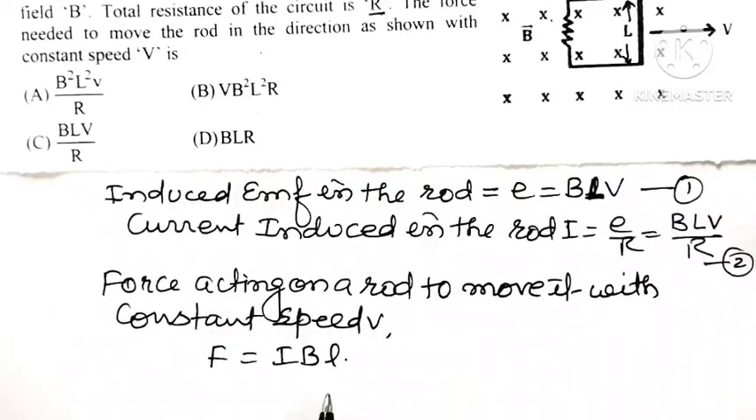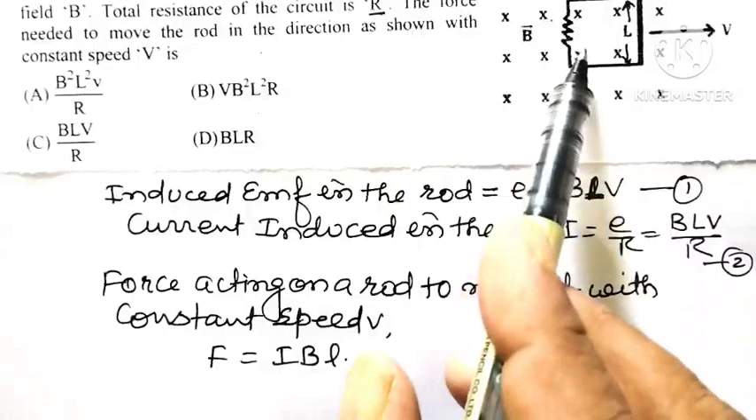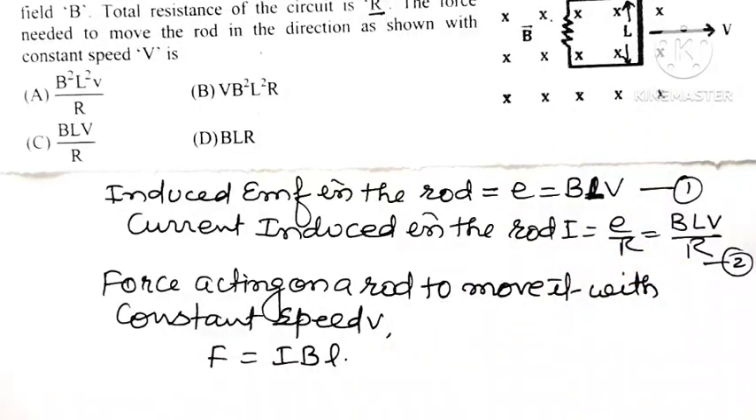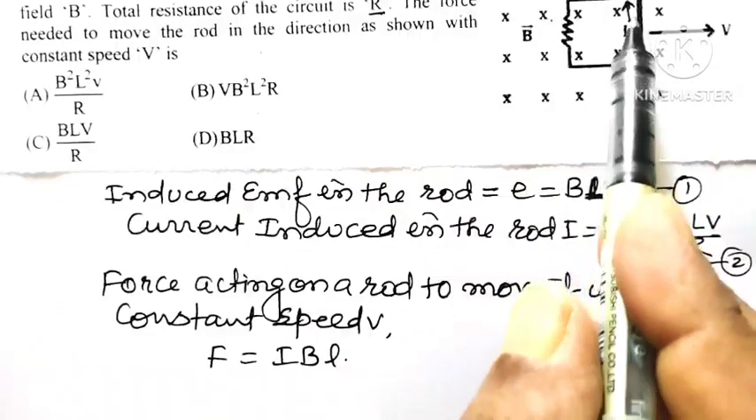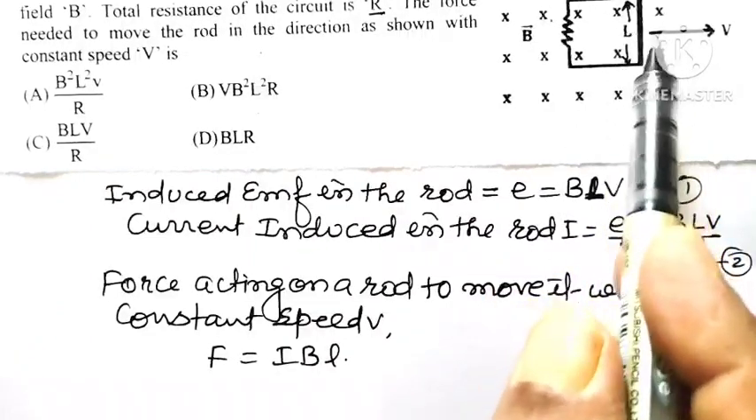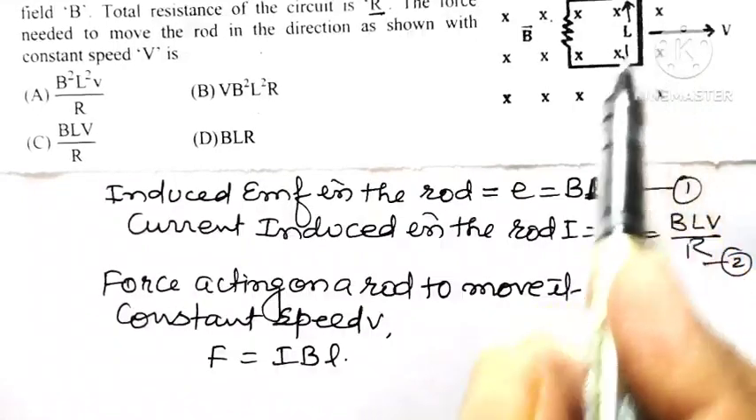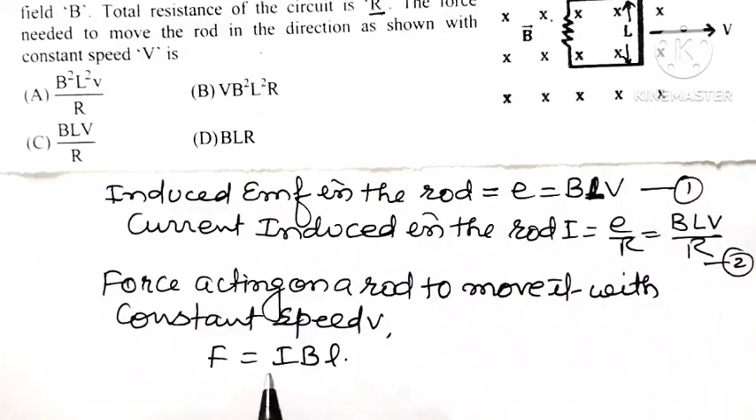Actually it is IBL sine theta, but the angle between magnetic field B and length is 90 degrees and sine 90 is 1. So the force that must be applied on the rod of length L so as to move it with constant speed V is F equal to IBL. Now let us put the value of current I.